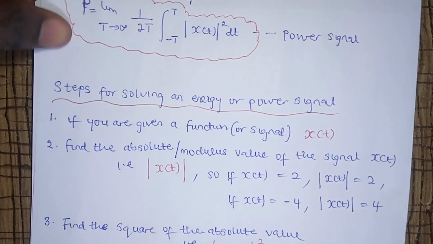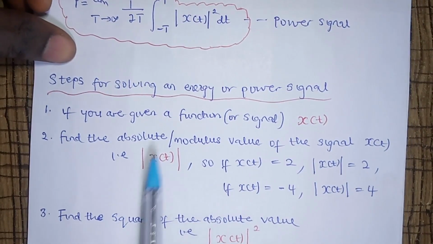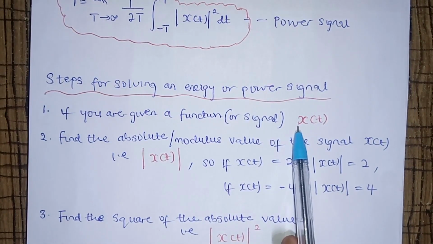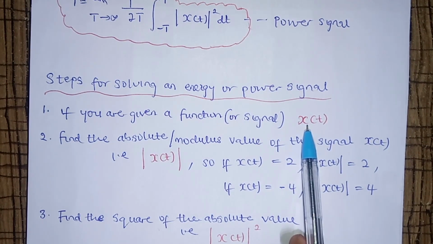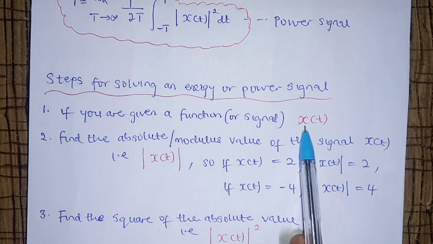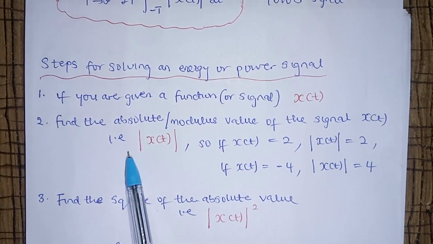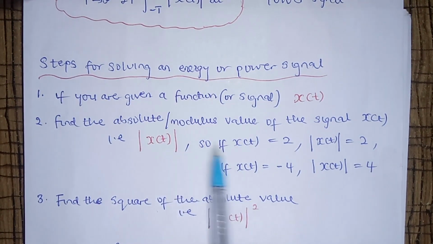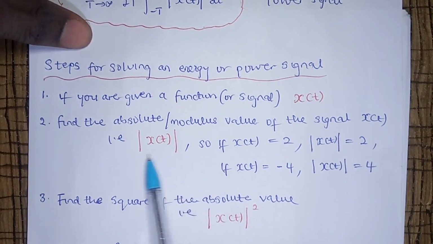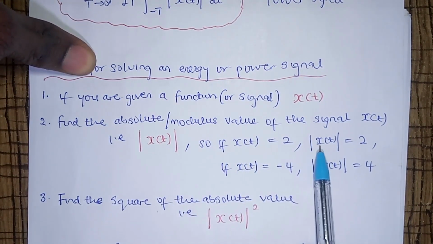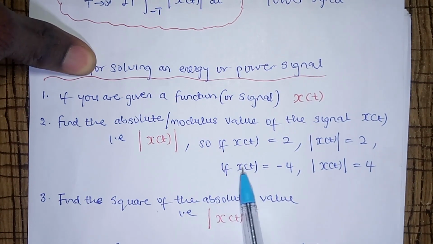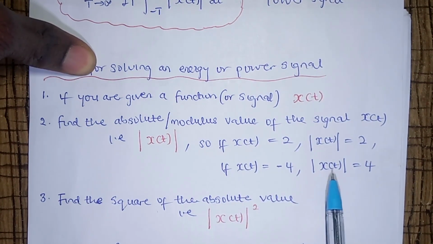Now, the first step is that if you are given a function or signal x of t, which is the function you are being given to analyze or solve, after you collect the signal, you need to find the absolute value of x of t. Let's assume x of t is equal to 2. Then the absolute value of x of t is 2. If x of t is equal to negative 4, the absolute value is positive 4, because absolute value removes the negative and turns everything to positive.